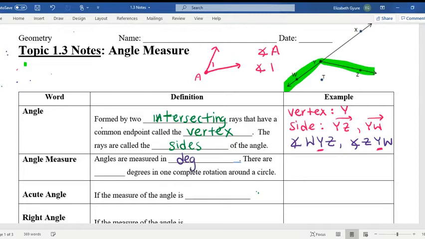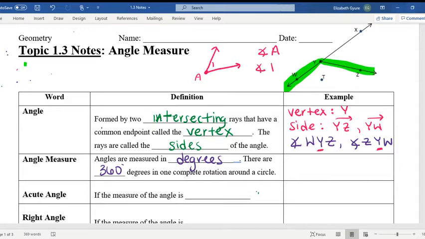So angles are measured in degrees, and keep in mind there are 360 degrees in one complete rotation around a circle. Now, the reason that's important is because angles technically do go around in a circle. We are going to deal with angles 180 degrees and less, but it's just something to keep in mind, that's where that comes from.